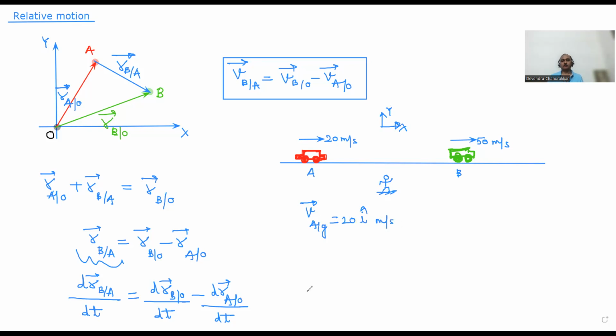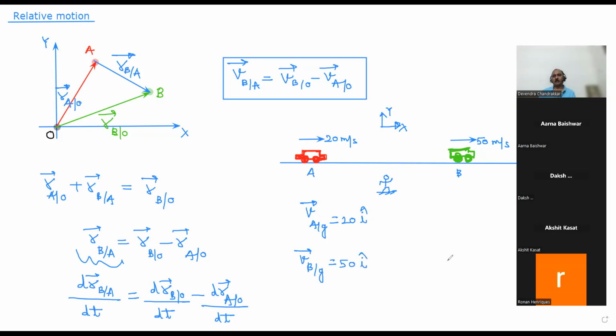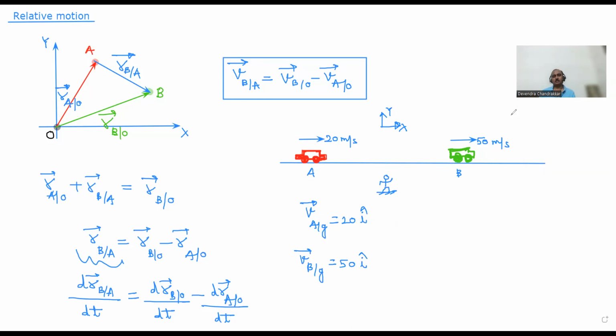All of you, yes or no? Yes, sir. I'm just removing the units. Aarna, do you understand, son? Yes, sir. This becomes 50 i cap. Is it clear to everyone? Ranan, understood or not? Yes, sir.